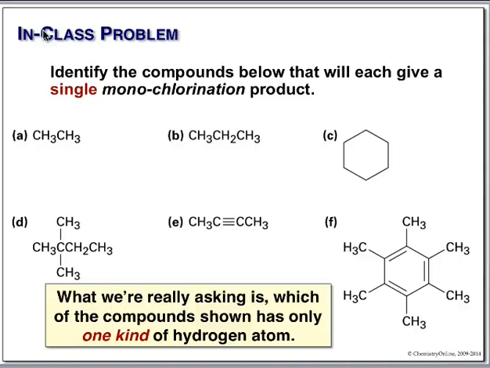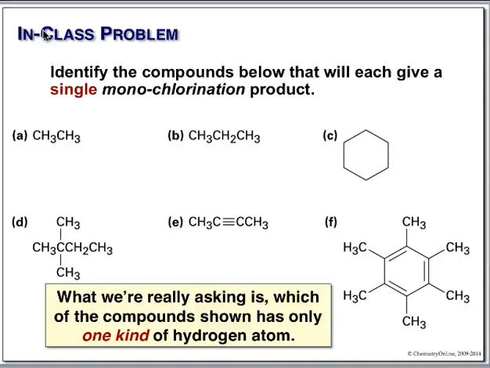Well, one way to do this is to simply ask if we have primary, secondary, tertiary carbons in our compound. Remember we talked about that nomenclature. This is ethane. These are both primary carbons, aren't they? We've seen pictures of ethane. It doesn't matter how you draw it. All six hydrogens here are exactly equivalent. So we'll put this on our list as one that will give a single product.